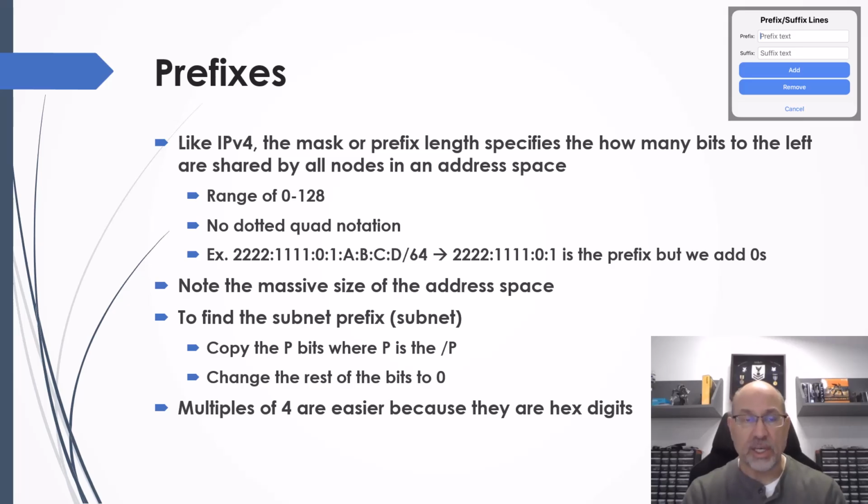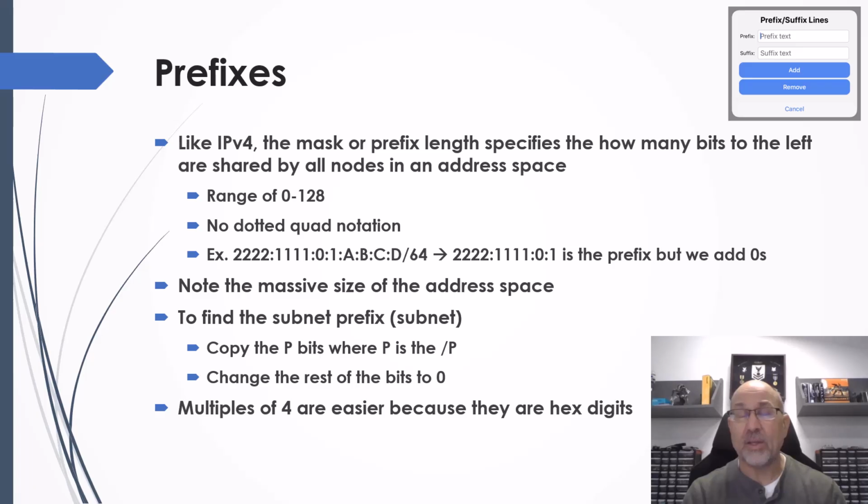Prefixes in IPv6 are just like those in IPv4. You have this idea of a network portion and the host portion. The prefix length specifies how many bits to the left, right? Hopefully that's the right direction in yours, but the network portion is shared by all nodes in an address space. So if you think about an IPv4 address space like 192.168.1.0/24, all of the addresses share 192.168.1 in the prefix. Same thing in IPv6. The difference is that your prefix lengths can be much, much longer.